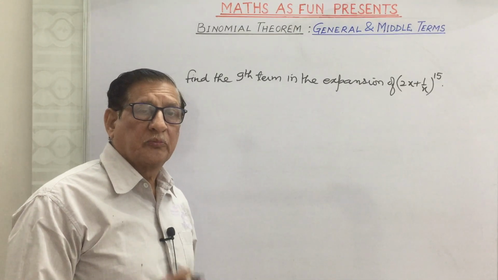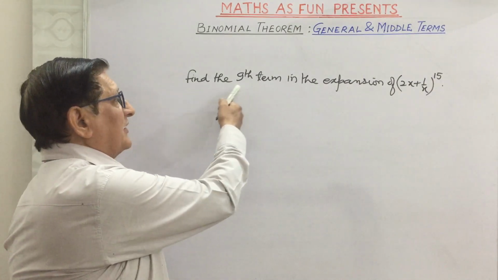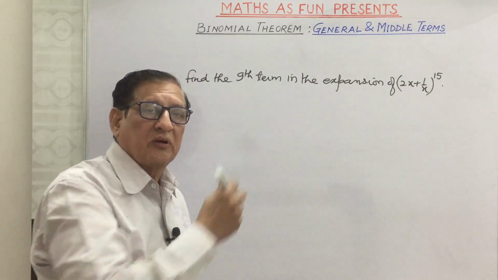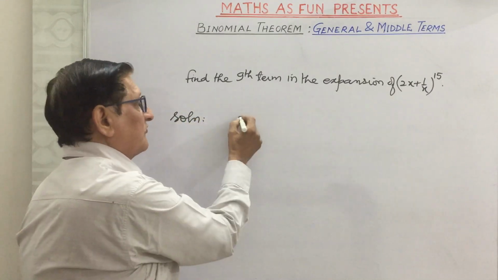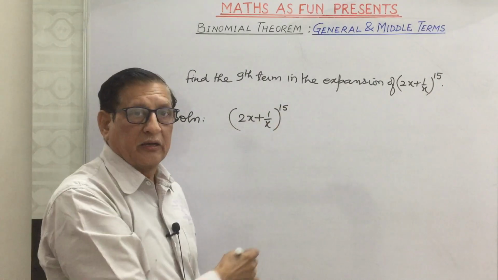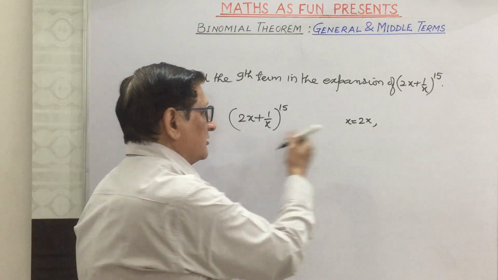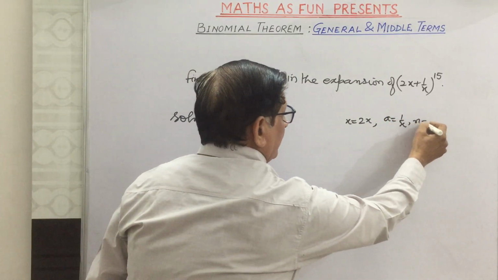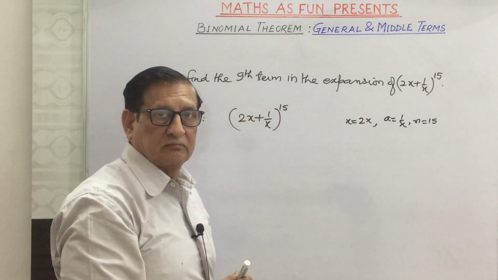Now we discuss one problem based on the general term. The problem is, find the ninth term in the expansion of (2x + 1/x)^15. When we write the solution, in the question we are finding (2x + 1/x)^15. It means here the first term x is 2x, the second term a is 1/x, n is 15, and we have to find the ninth term.